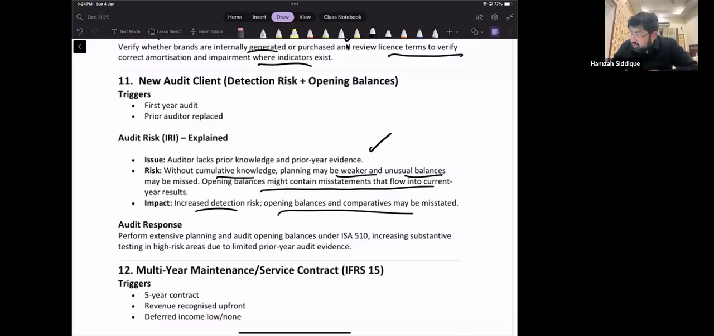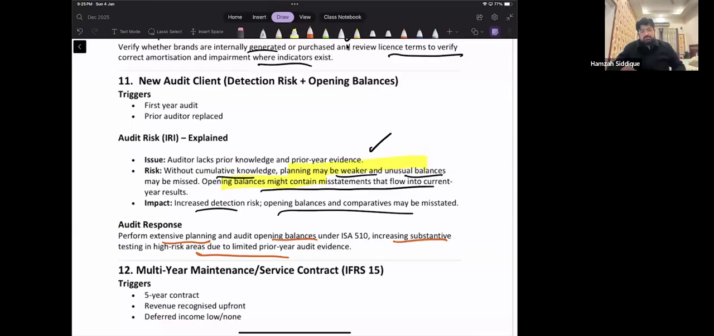Yes, how to respond to this? How to respond? Perform extensive planning. Audit opening balances. Increase substantive tests to high risk areas. Yes, you can write assign an experienced audit team.